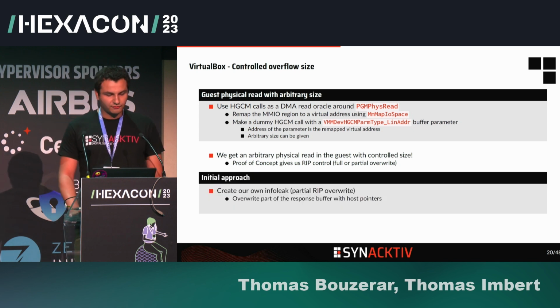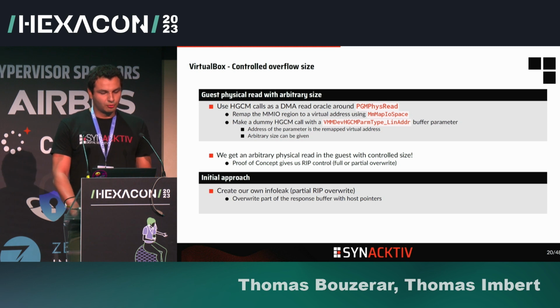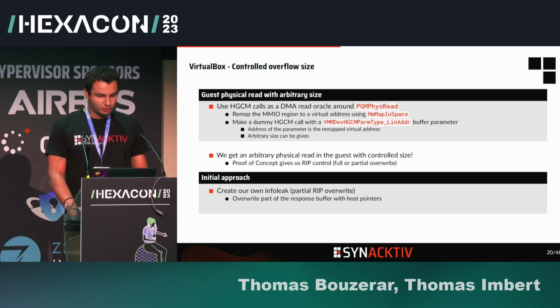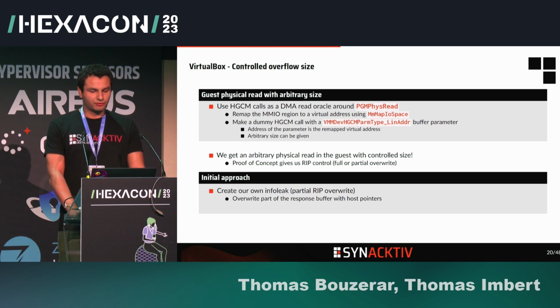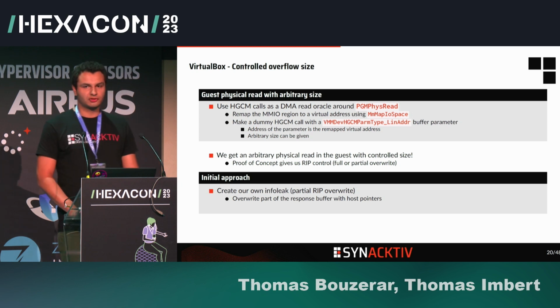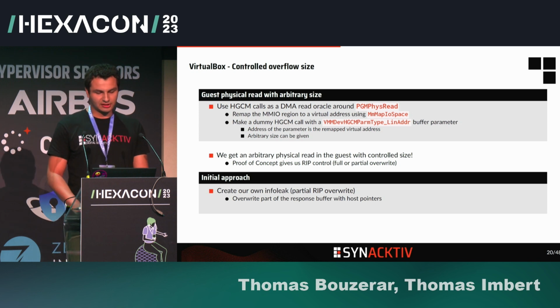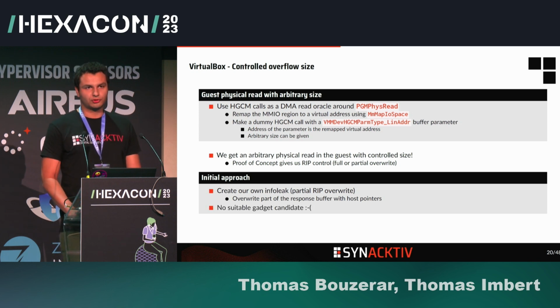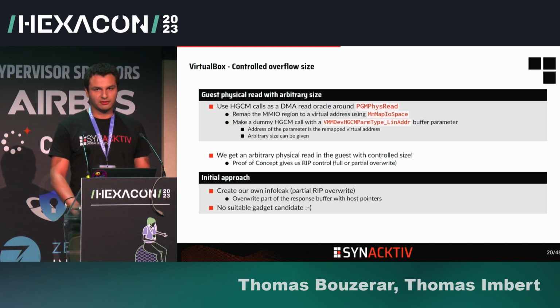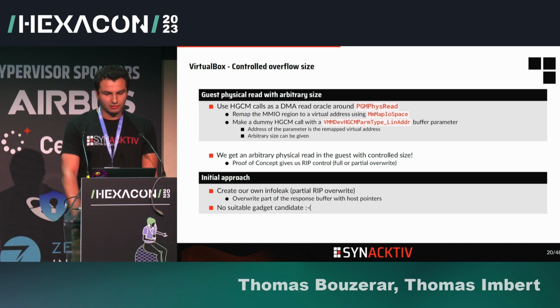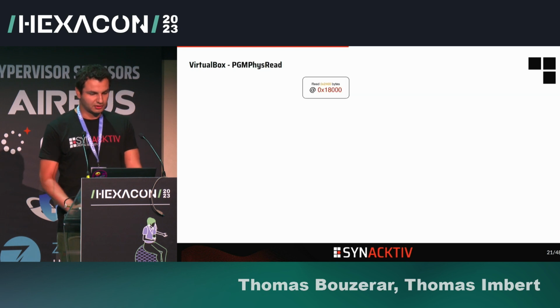So back to our initial approach, we were trying to create our own info leak, and we need to override part of the response buffer with those pointers. So we searched for such a gadget, but unfortunately, there was no suitable gadget in VirtualBox. So we had to find a second vulnerability to get an info leak.